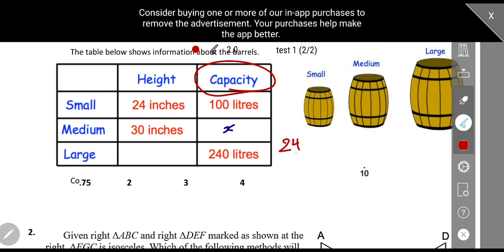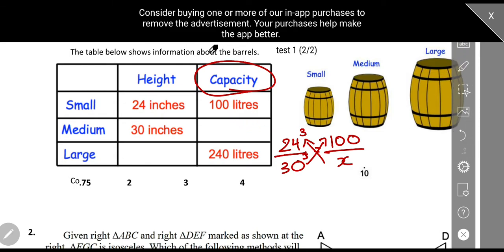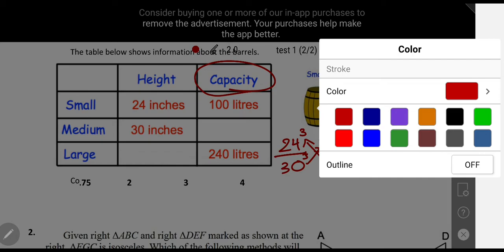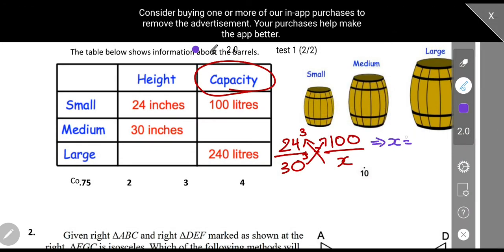So it will be 24 cubed over 30 cubed equals 100 over x. Then I will do cross multiplying. Then the answer for x will be 195.3 liters.